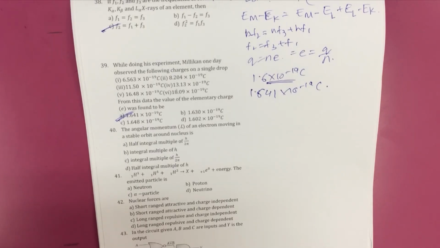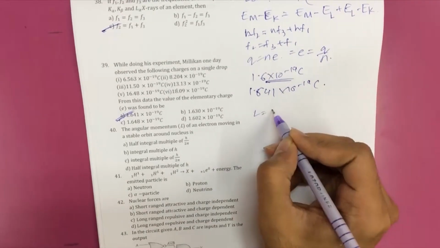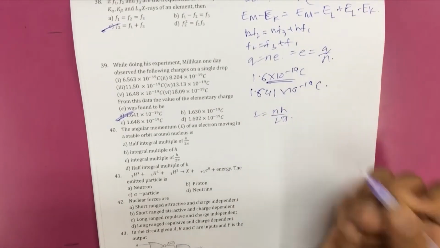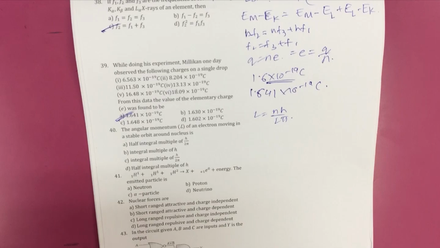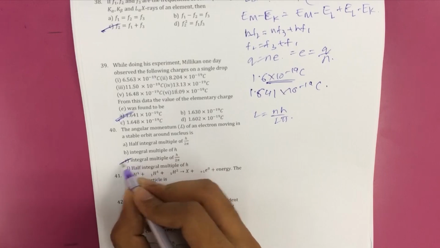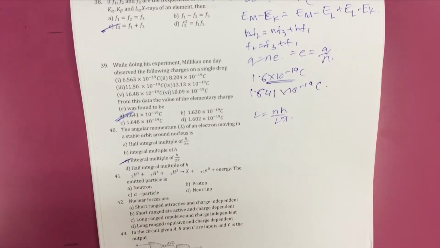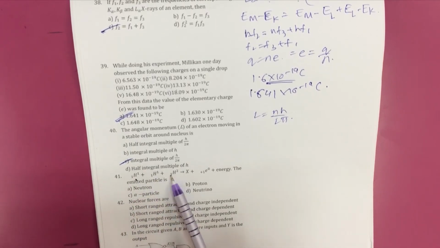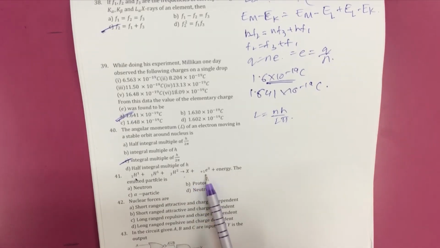Question 14. The angular momentum L of an electron moving in a stable orbit around the nucleus is. Now for an electron to remain orbiting around the nucleus, the angular momentum should be a multiple of h by 2 pi. That is, L should be n h by 2 pi, some integral multiple n. So the correct answer here would be option C, integral multiple of h by 2 pi.